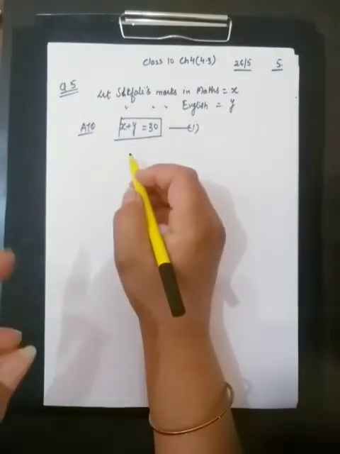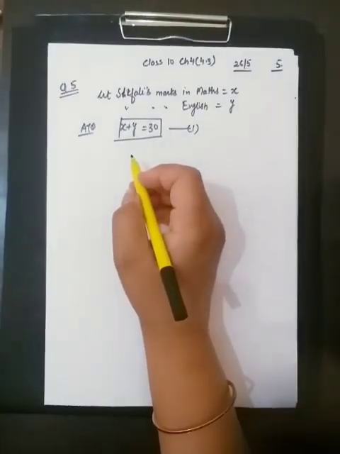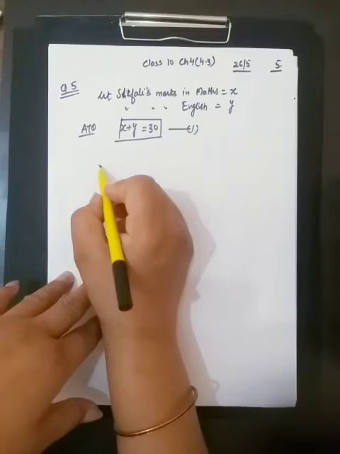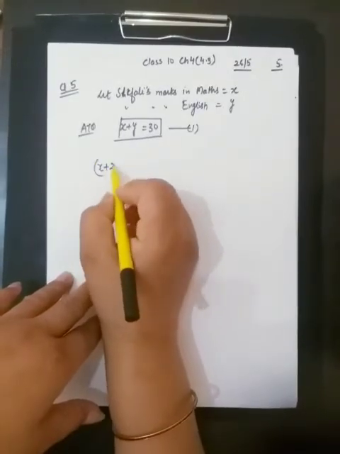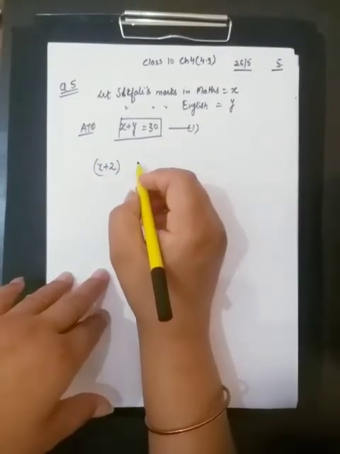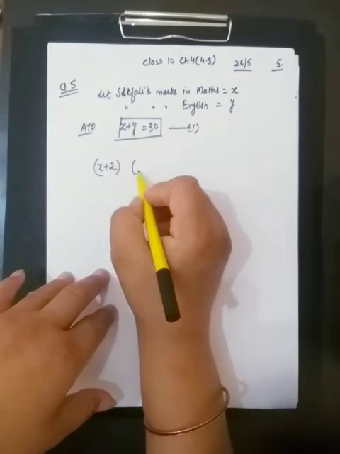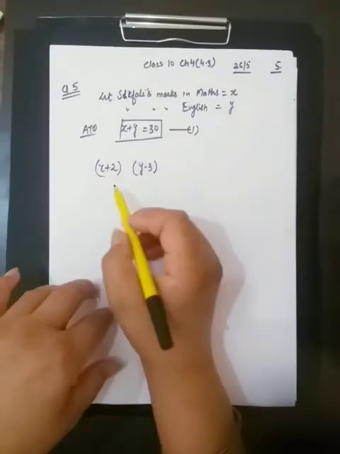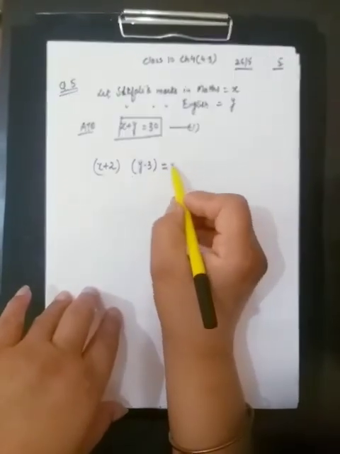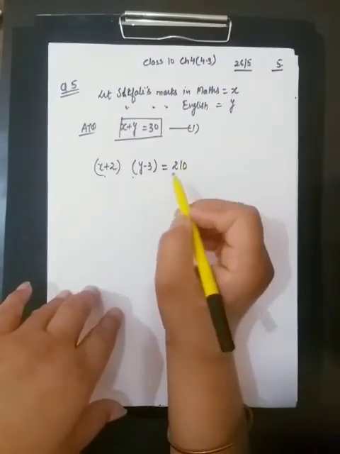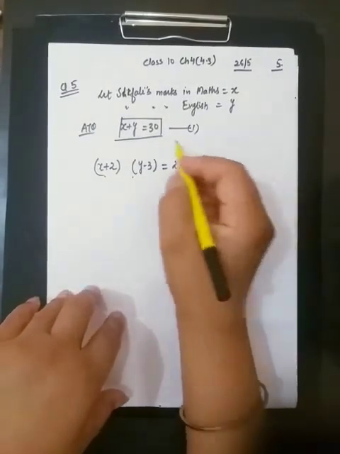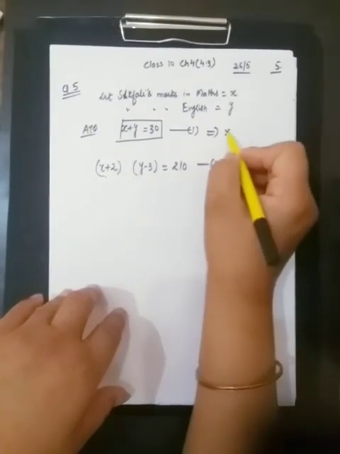And again in the next condition it is given that had she got 2 marks more in maths, meaning if she had got 2 marks more in maths, then the maths marks would be x plus 2, and she got 3 marks less in English, and the English marks would be y minus 3 because we have to reduce, and the product of these 2 marks is given to you as 210. Again we have an equation.